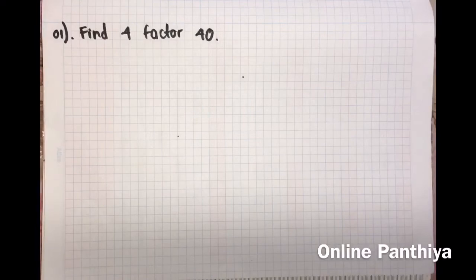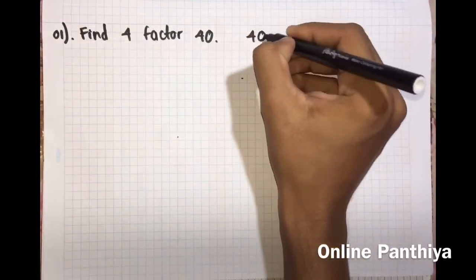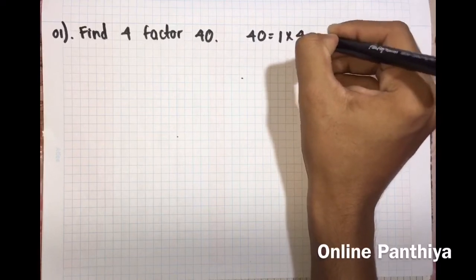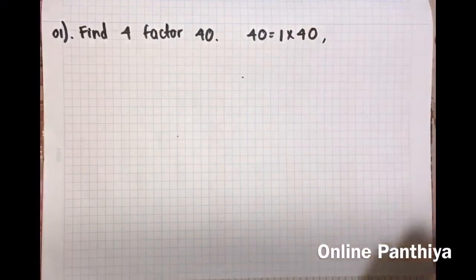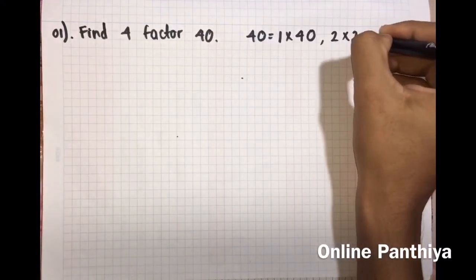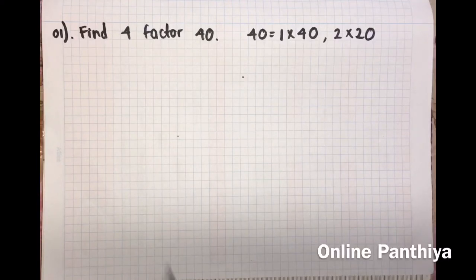So how do you start? What is the first method we started? How do you find factors? Yes, you have to start with 40. How do you get 40? 1 into how much? Yes, always 1 and the number itself, 40. Next, 2 into how much? 20. Now, do you need to write all this? No, they have asked you how much?